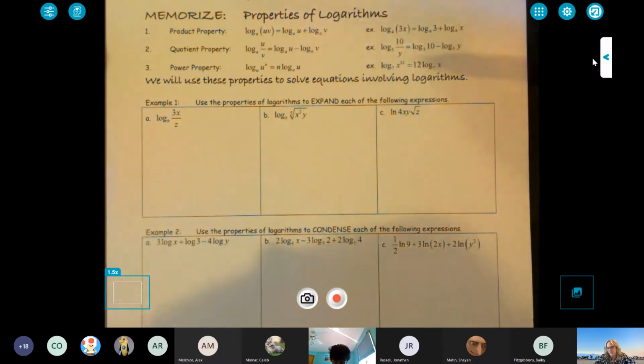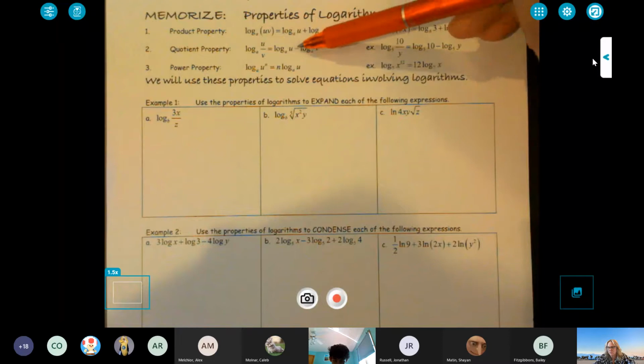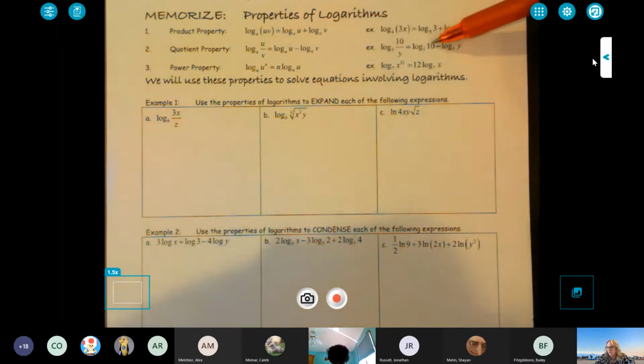And then quotient is just what it says. If you have the log of a quotient, that is equal to the difference of two logs. So if you have the log of 10 minus the log of y, you can change that to the log of 10 divided by y.